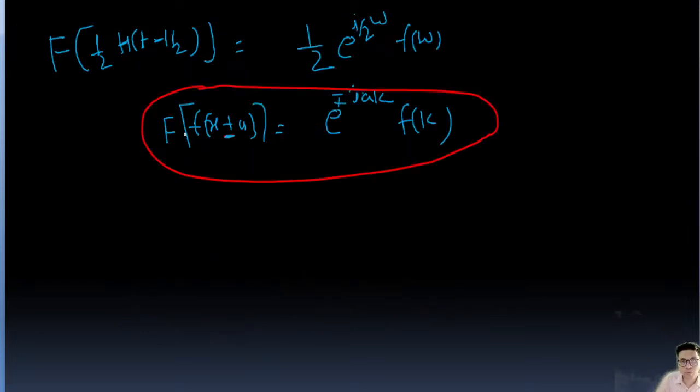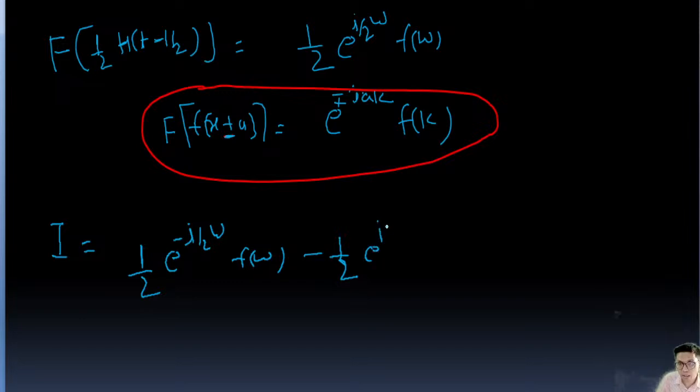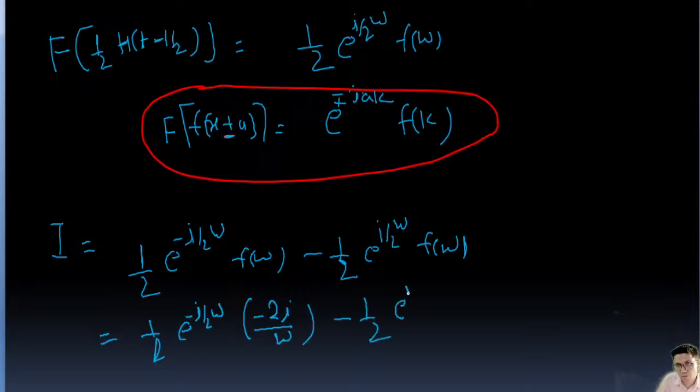Now we will put the value in I. The value of I is going to be 1 upon 2 e to the power minus i by 2 omega F(omega), and minus 1 by 2 e to the power i by 2 omega F(omega). Now we put in the value of F(omega): 1 by 2 e to the power minus i by 2 omega times minus 2i upon omega, minus 1 by 2 e to the power i by 2 omega times minus 2i upon omega. This is the value of I.